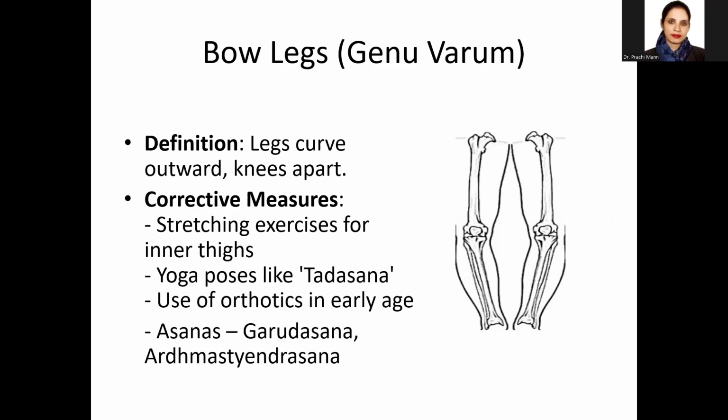The corrective measures for bow legs are proper stretching of inner thigh muscles, taking proper nutrition, yoga poses like Tadasana, then use of orthotics in the early age, performing Garudasana, Ardhamastendrasana, and also walking on inward toes will help to correct the bow leg deformity.